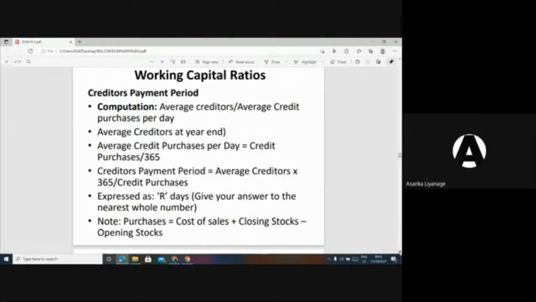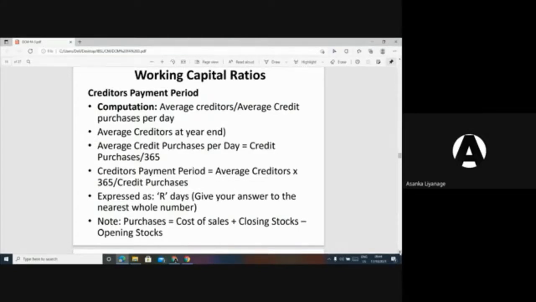Average creditors divided by credit purchases into 365. So if you don't have the credit purchases figure, you can use the purchases figure. So if the purchases are not given to us, straightforward, if we know the cost of sales, closing stock and opening stock, we can work backwards and find the purchases. That is what is mentioned in the last point. If you don't know purchases straight away, but the examiner has given cost of sales, opening stock and closing stock, you can use that last formula to calculate the purchases.